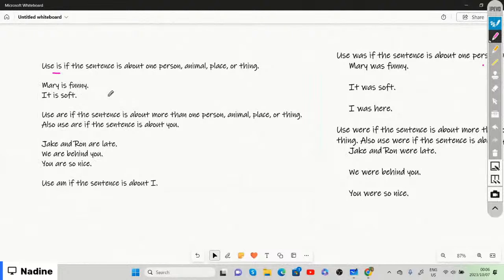And an example is Mary is funny. So Mary is funny, right? And there we have the word is, which shows something that she's now. So she probably cracked a joke and now she is classified as being funny. So Mary is funny.